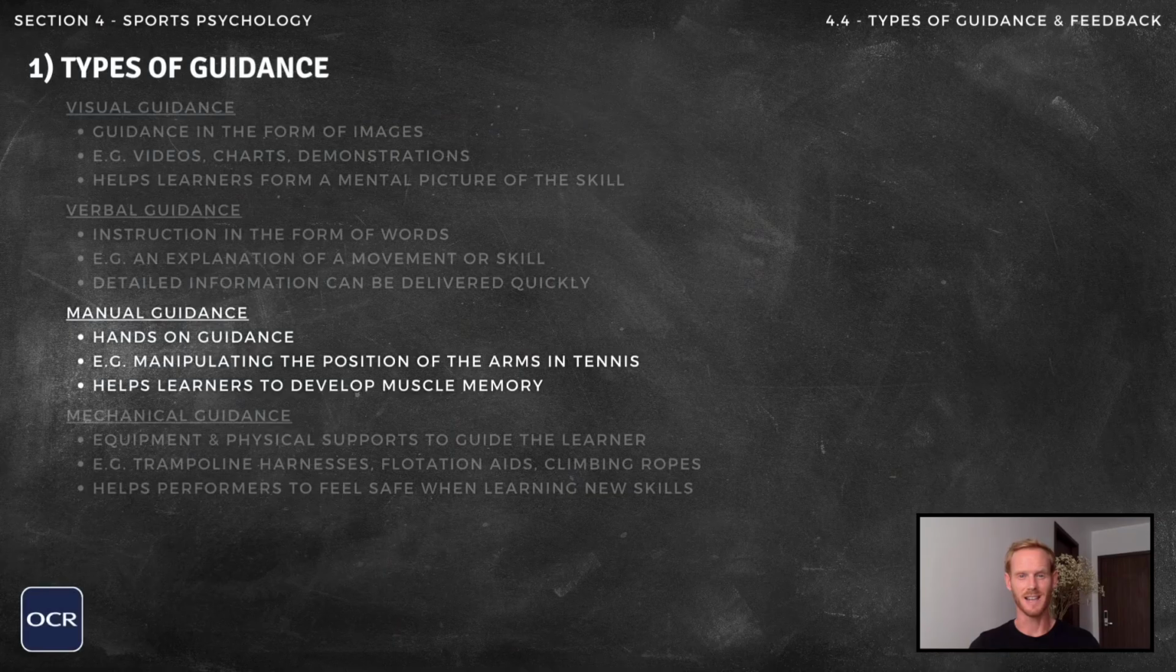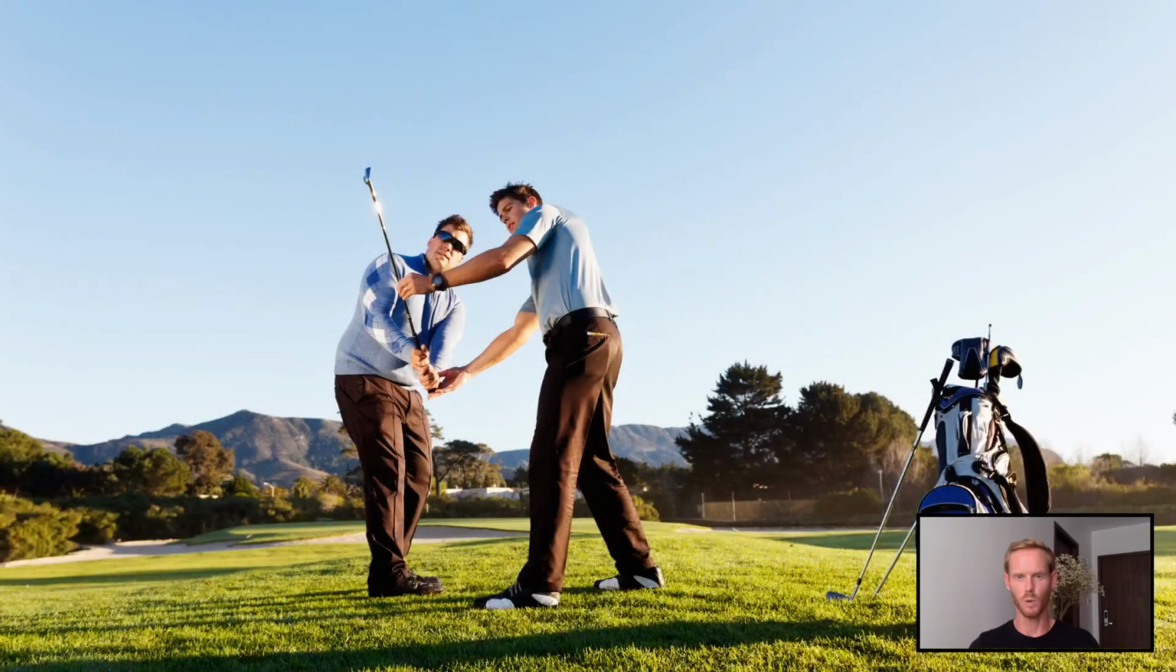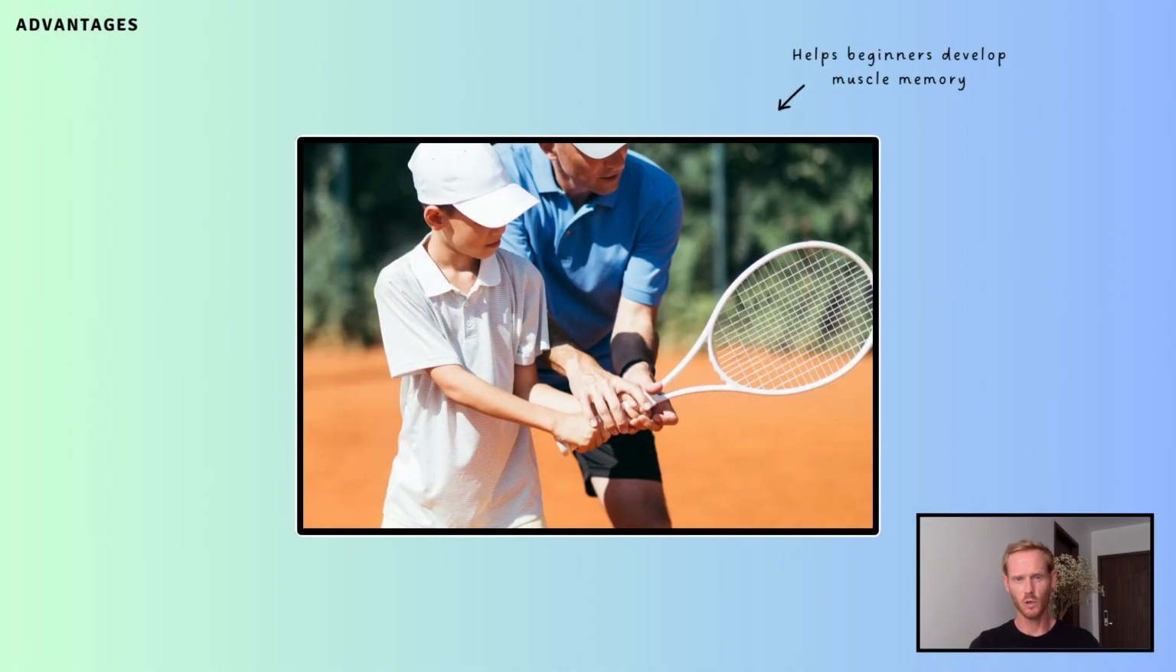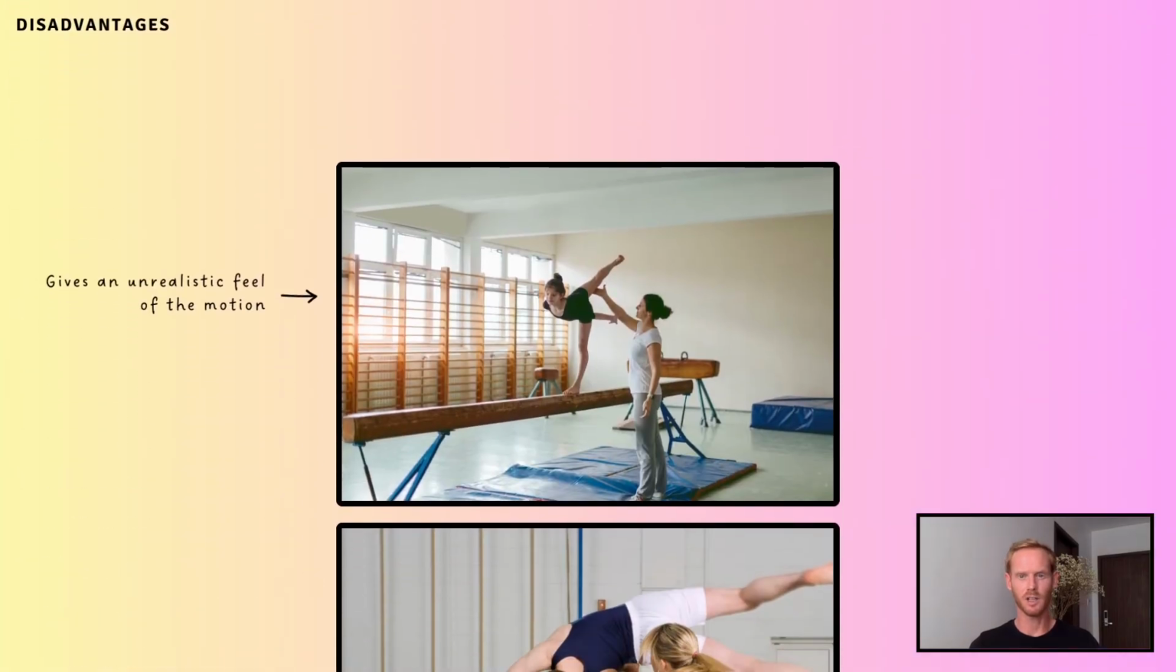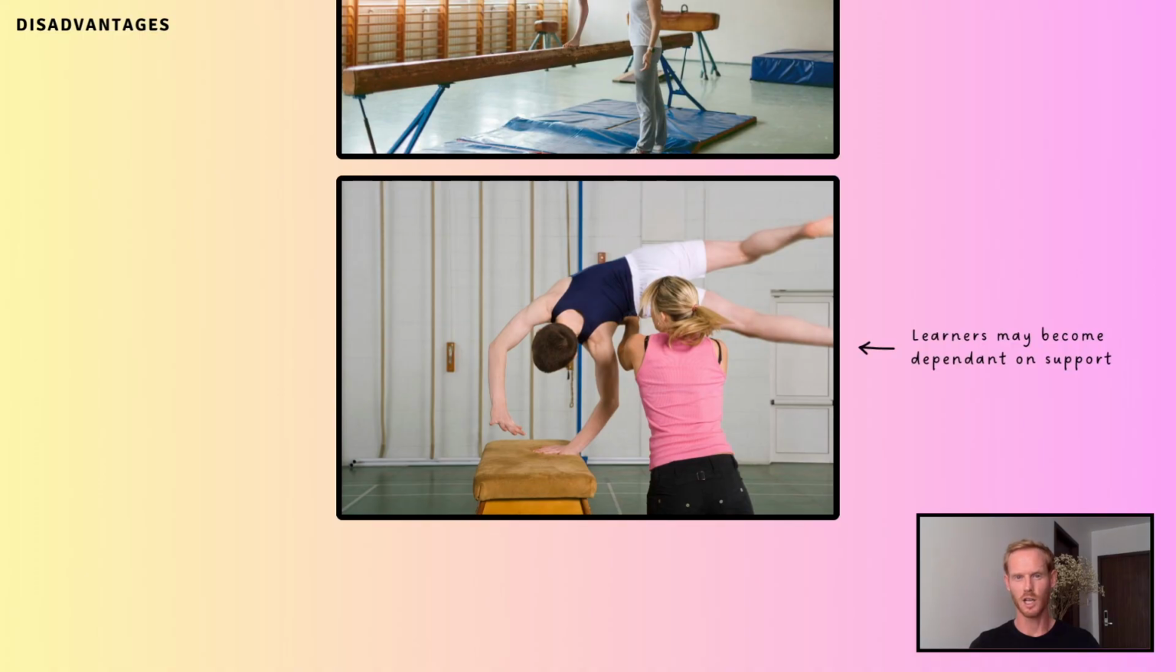Manual guidance is hands-on guidance, where the coach supports or manipulates a performer's body position, for example, when showing them how to hold a racket or golf club. This is beneficial, particularly during the earlier stages of learning, as it allows performers to acquire muscle memory. However, manual guidance may give learners an unrealistic feel of the motion, and performers may struggle to learn the skill themselves if they become too dependent on their coach's support.